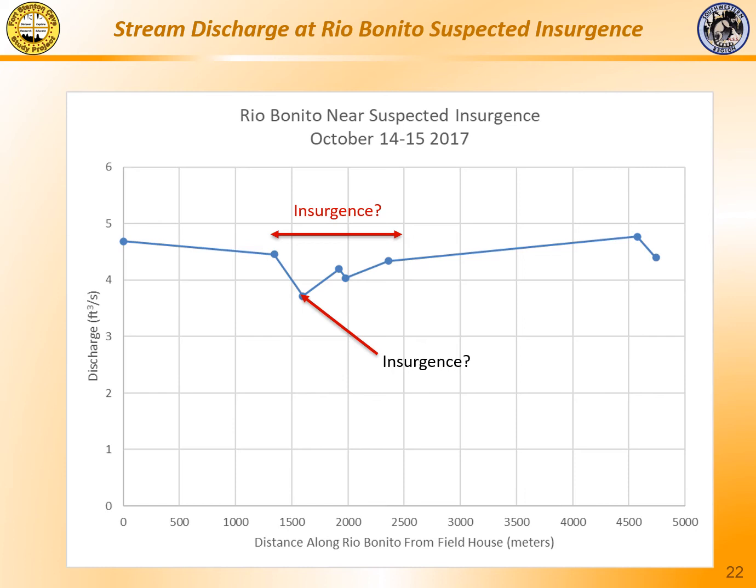Is it possible there is an insurgence there? Sure. The Rio Bonito was actually at a relatively low flow here. It's possible that at higher flows there is an insurgence, and the water goes in there and shows up in the main corridor.